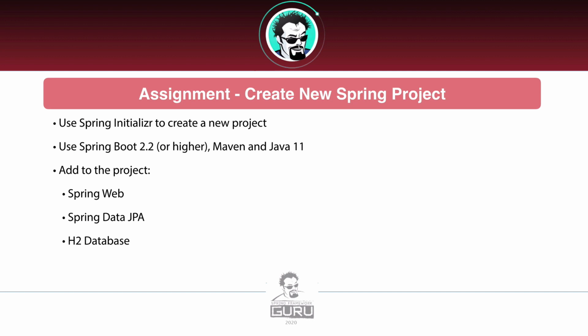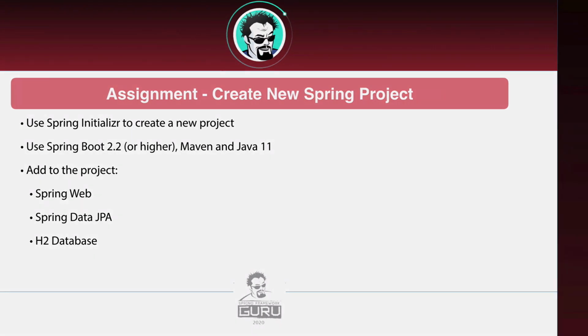And then to the project, let's add in Spring Web, Spring Data JPA, and an H2 database. This will be the foundation for the web application that we're going to be building going forward. So go ahead and create this project using Spring Initializr. And in the next video, I will show you how I accomplished this task of using Spring Initializr to create a brand new Spring Framework project.